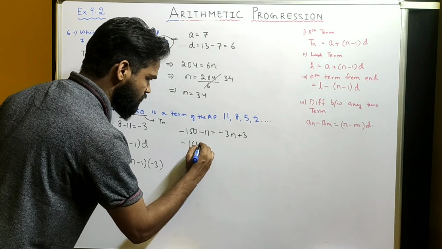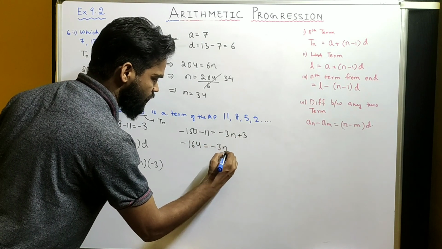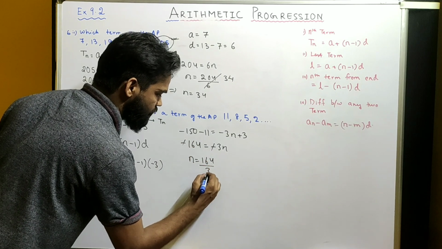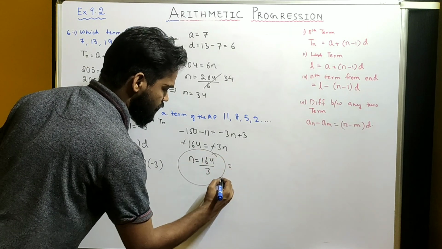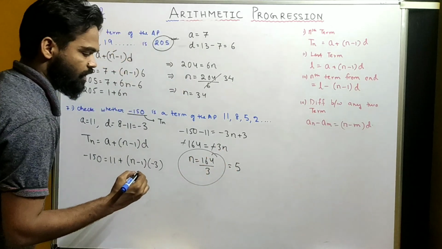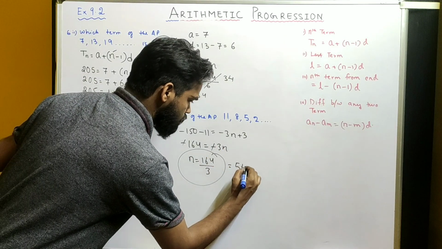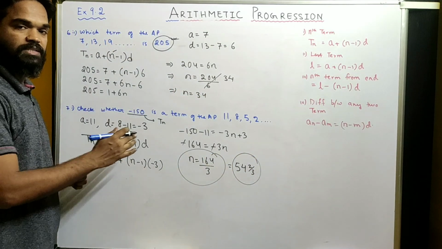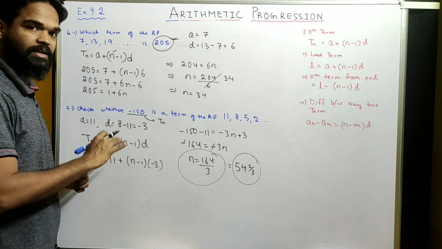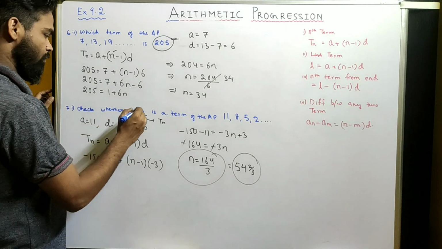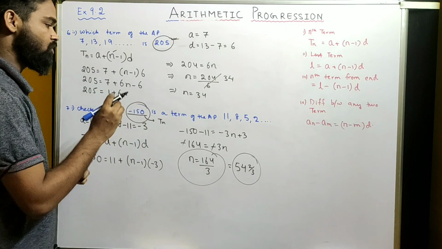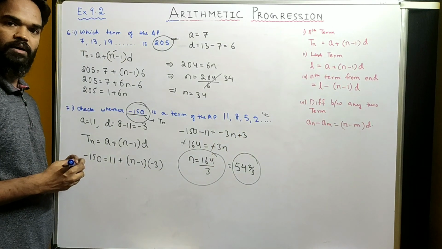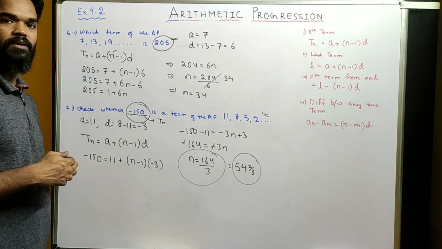Minus 164 equals minus 3n, which means n equals 164 by 3, which is 3 5s are 15, 3 4s are 12, which is a fraction. Hence, I told you n cannot be a fraction. Hence, minus 150 is not a term of this AP. Done. Now let us look at the next sum.